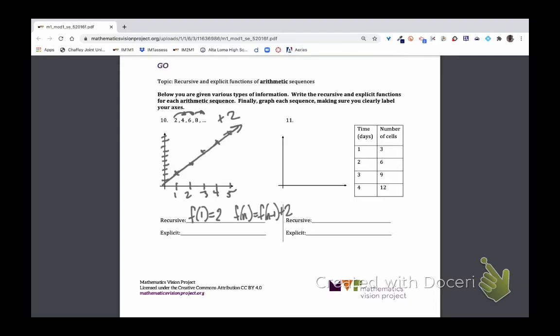For the explicit equation, again, if we're following the guide that was given to you earlier, you would take f of n equals, if I want to find any number, I'm going to take the starting, the common difference, times x minus 1. If we wanted to simplify that, we would take that 2 and distribute it in. So 2 plus 2x minus 2. And in this case, it would simplify out to simply 2x. The plus 2 and the minus 2 zero out each other.